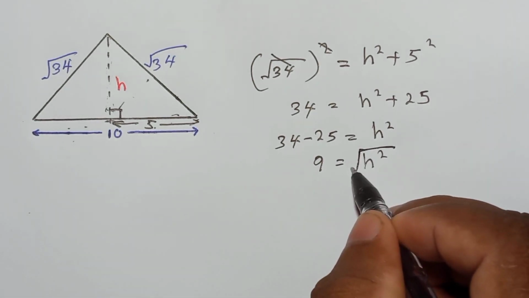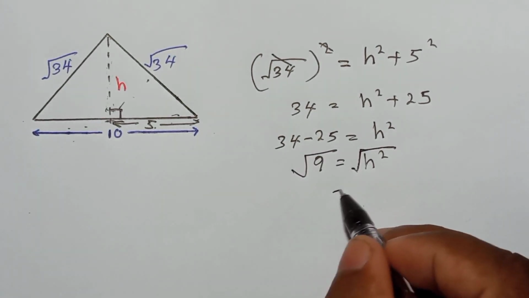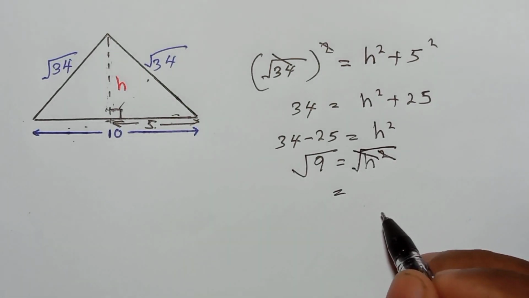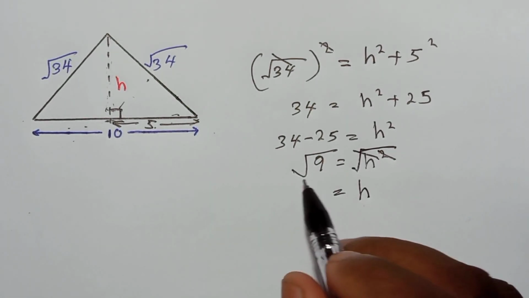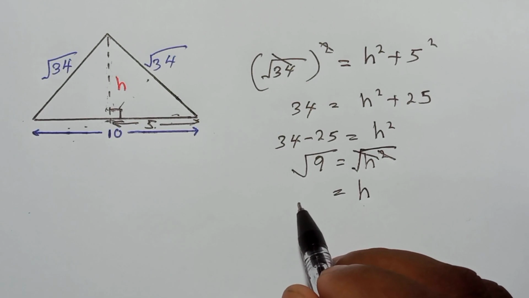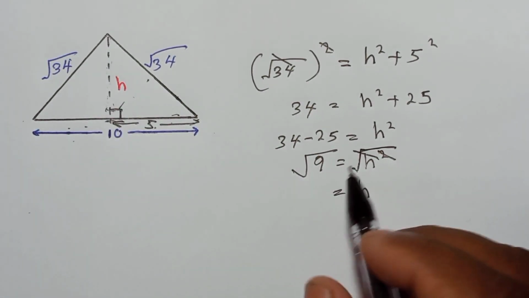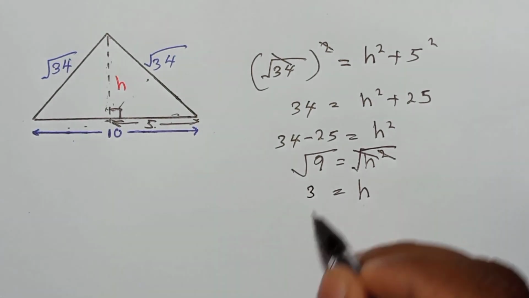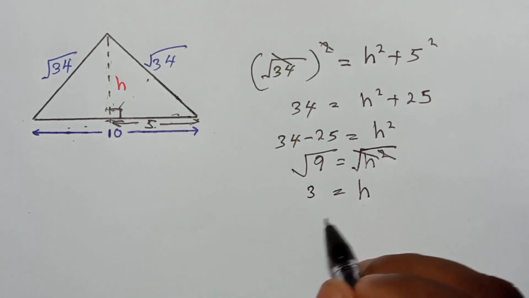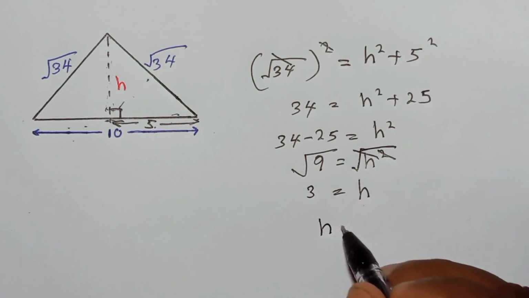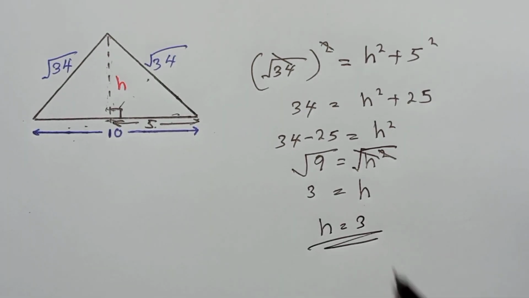Square root sign, and here also square root, so the square and square root cancel again, here will be h, and here plus or minus 3. But this is a length, so it can't be negative, so that's why definitely we can write just positive 3 here, right? So h equals 3. That's the answer for h.